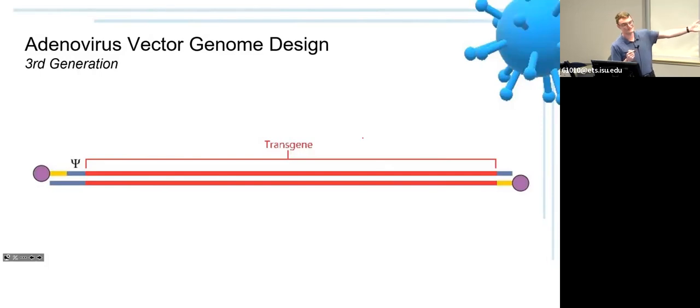So this is the third generation vector. So you cut out virtually everything except the transgene. Notice we've got this little trident of Poseidon over here.